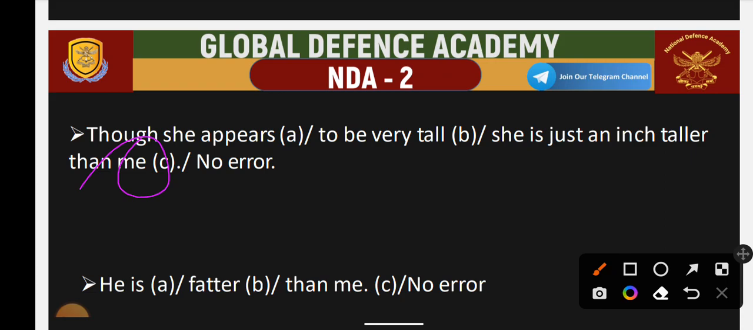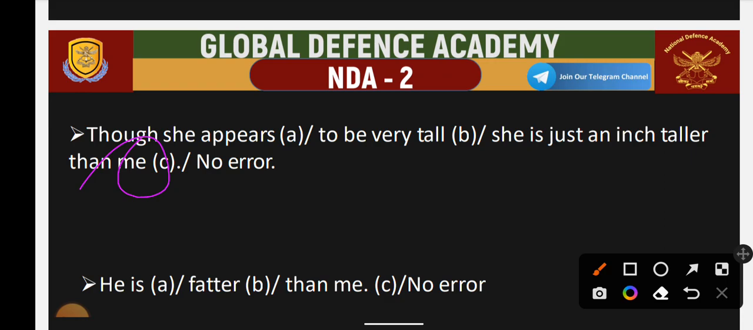I can detect an error within a second. But how? This is the question. You have to be very consistent, and you have to do a lot of practice on the topic that I am teaching you right now, pronouns.